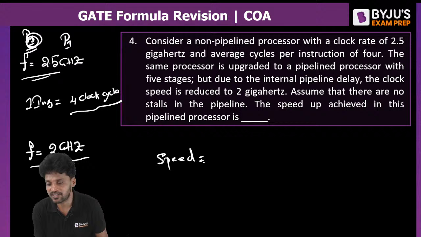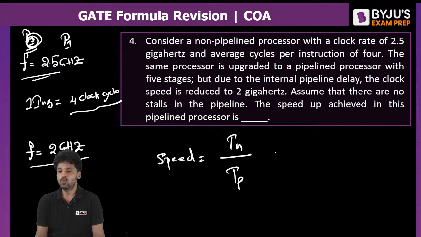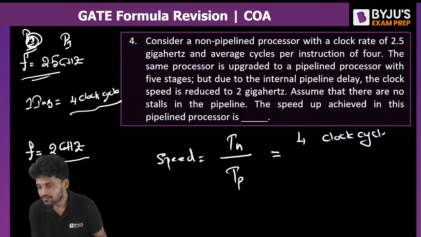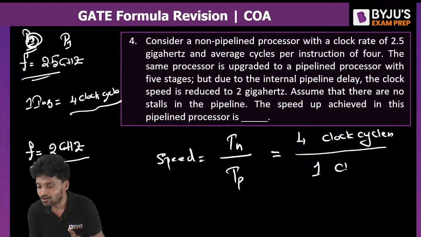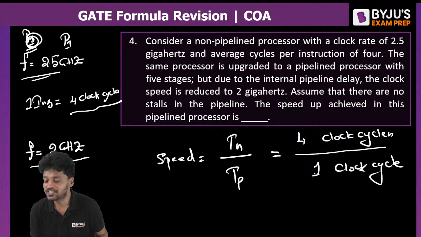Speed up is equal to non-pipeline system time divided by pipeline system time. What is TN? TN is equal to 4 clock cycles. Okay. The pipeline system is divided into 5 stages. In a pipeline system, on an average, it is expected to take only 1 clock cycle. So it is 4 by 1, which is equal to 4, but it is not completely done.